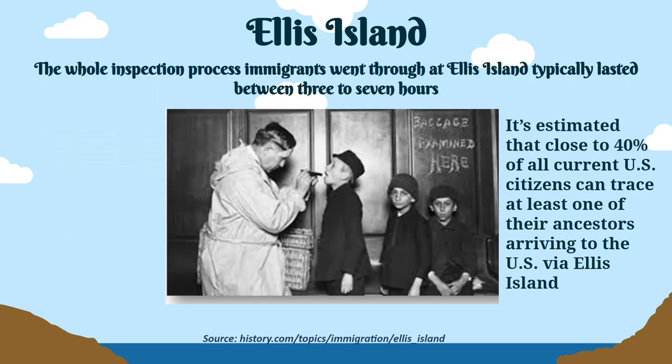The whole inspection process immigrants went through at Ellis Island typically lasted between 3 to 7 hours. It's estimated that close to 40% of all current U.S. citizens can trace at least one of their ancestors arriving to the U.S. via Ellis Island. I know I can.